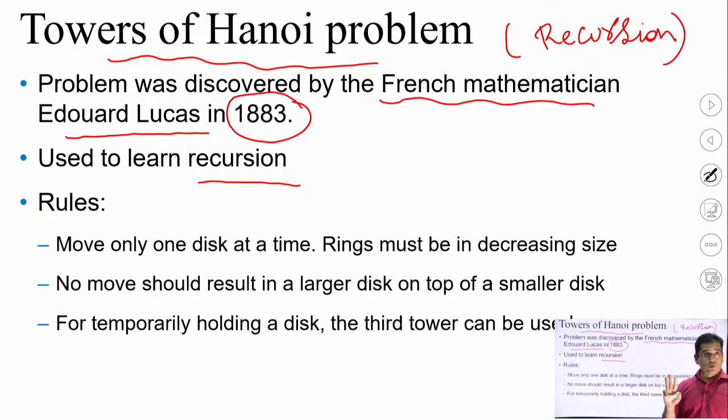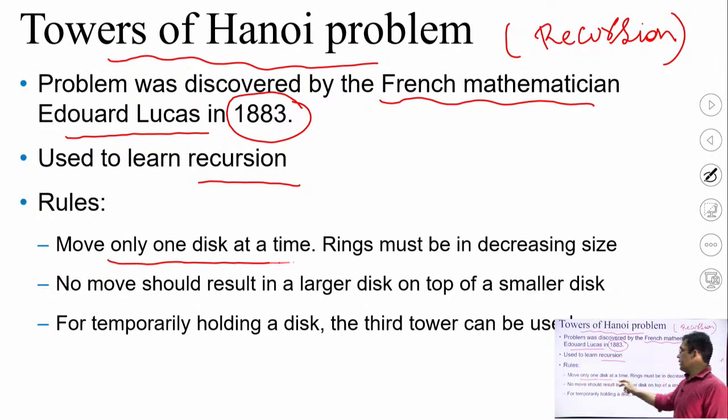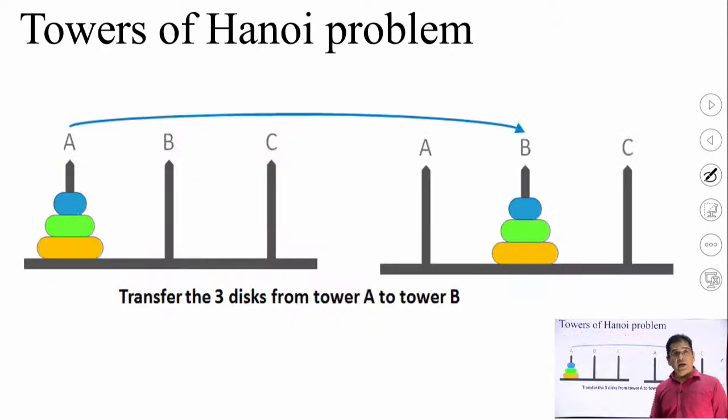There are 3 rules you need to remember before understanding how recursion helps to solve the Tower of Hanoi problem. Let me discuss every rule one by one. Number 1, move only one disk at a time. There are some disks and some towers given here. You need to change the disk from one place to another. I will show you the diagram. Let's have a look at this diagram.